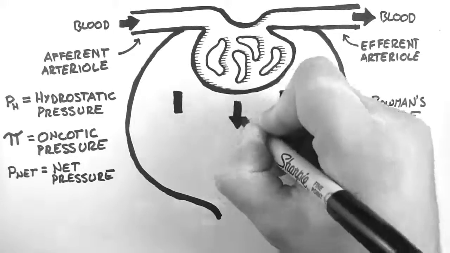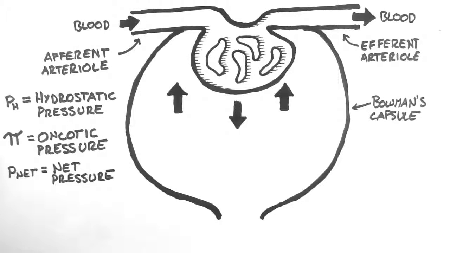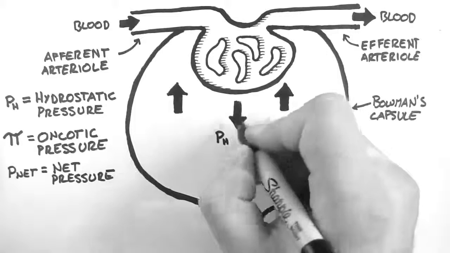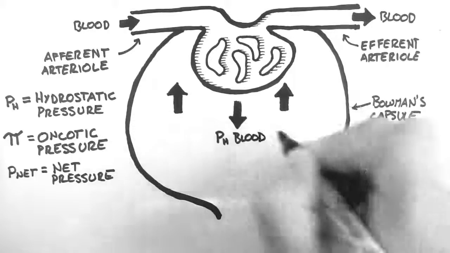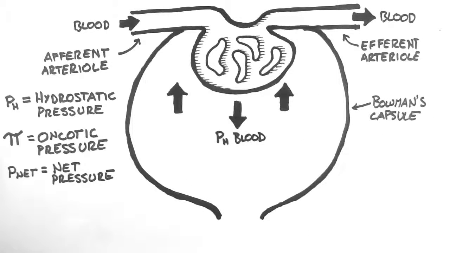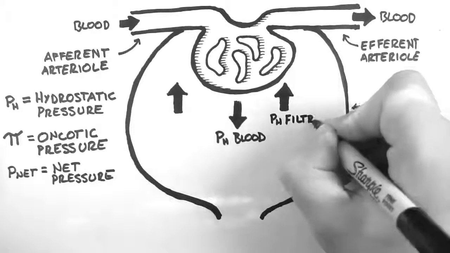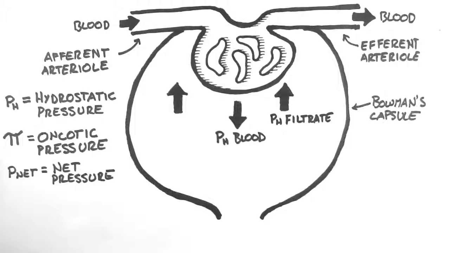So there are three forces acting here. The first is the hydrostatic pressure of the blood, which forces fluid out of the capillaries and into the Bowman's capsule. The second is the hydrostatic pressure of the filtrate, and this pressure compels fluid to move back into the capillaries. This can be a bit confusing, so I'll explain a bit further.